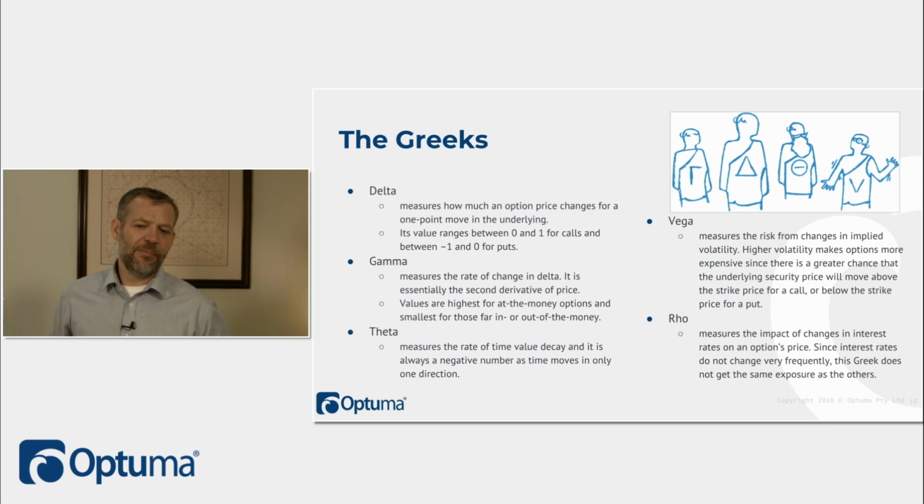Rho is the last one. It measures the impact of changes in interest rates on option prices. That doesn't change all that often. We don't get interest rate fluctuations all the time in the risk-free rate, so we don't really see that number changing a lot. Nevertheless, it's still part of the inputs to most models, and so it's one of the Greeks that we do keep an eye on.